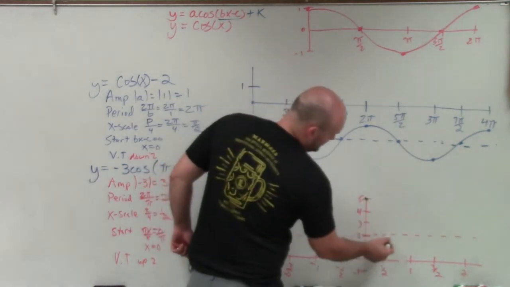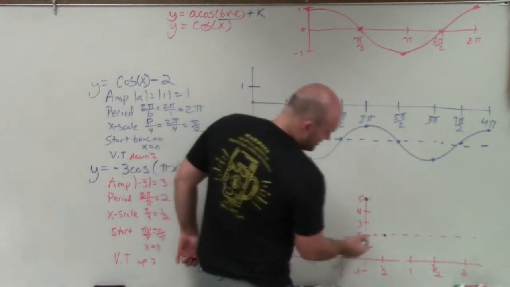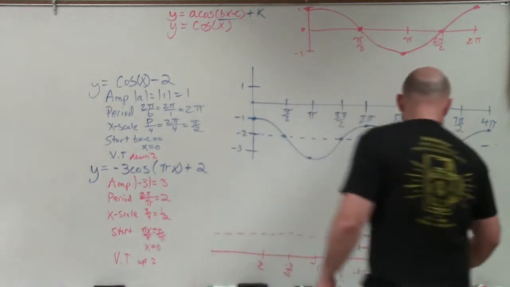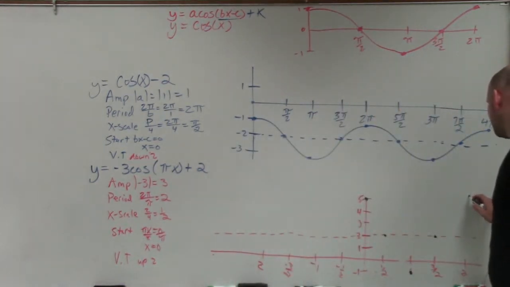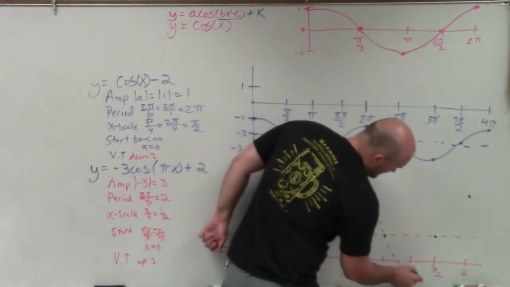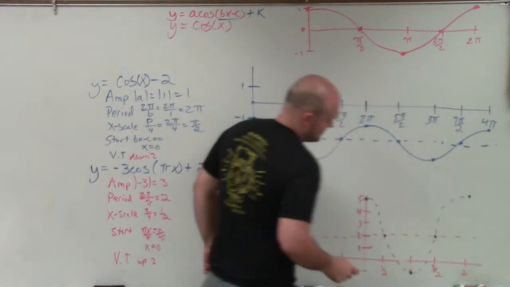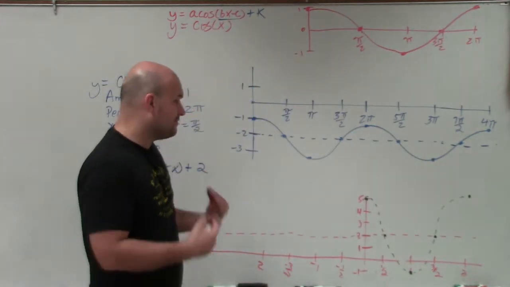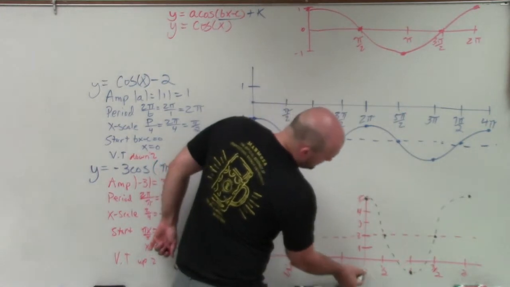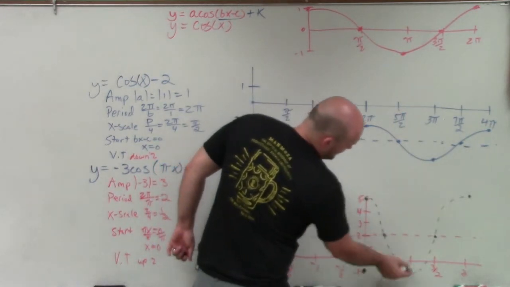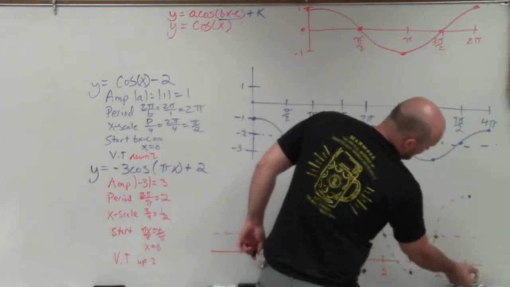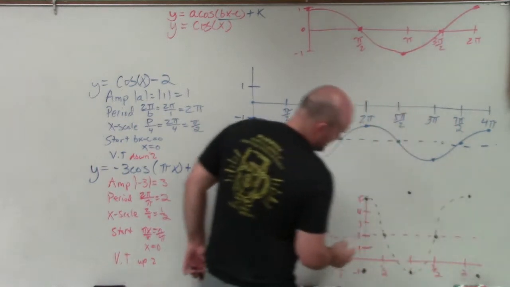So middle, and then intercept. And then my minimum is going to go down here. Then I go back up to my intercept, and then back up to my max. OK? So the graph would look something like this. All right? However, though, remember, there's a reflection. That means all the points that are above this axis are now going to be below. Anything that's below is now going to be above.